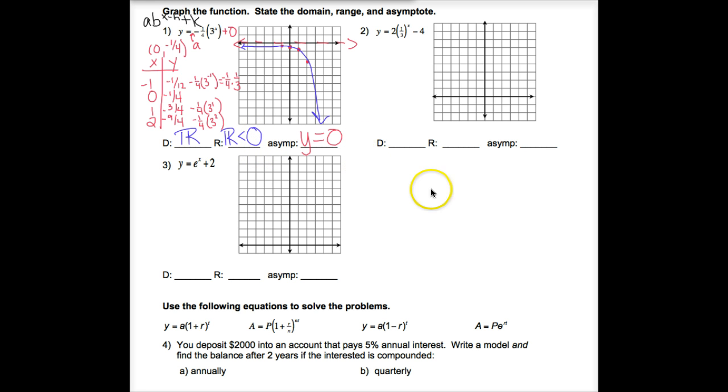All right, let's try it again over here. Again, my h value is 0 because I don't have anything up here. My k value is negative 4. So that means that's where my asymptote is. Y equals negative 4. Now notice this graph doesn't go down to negative 4.